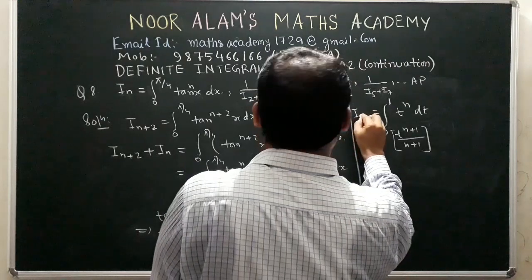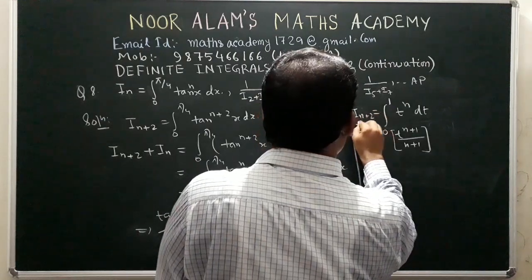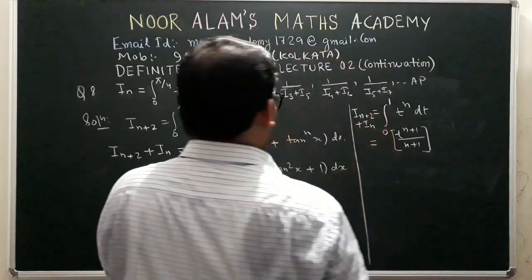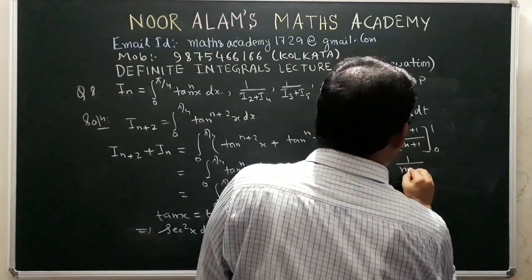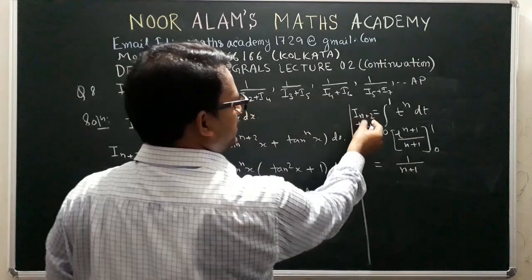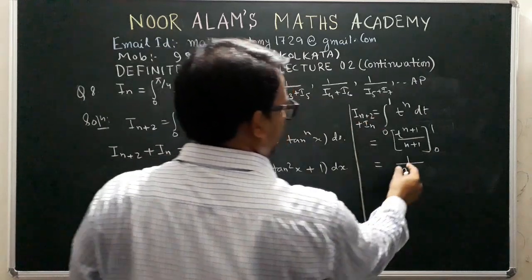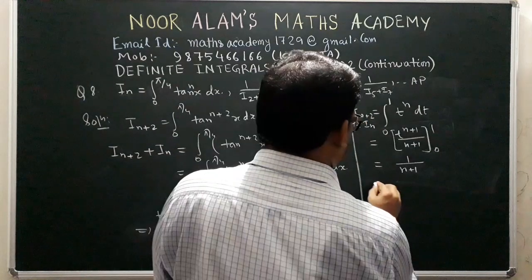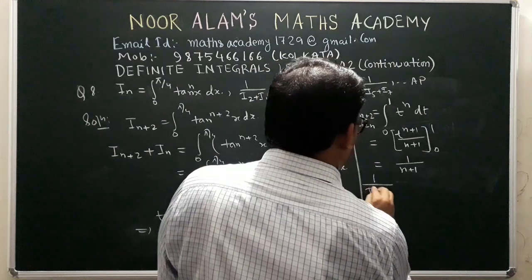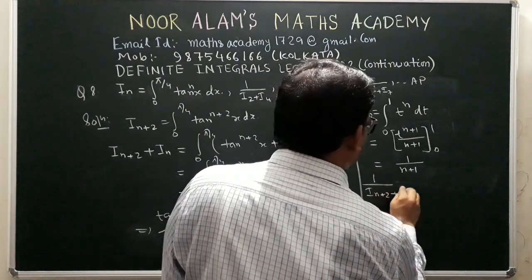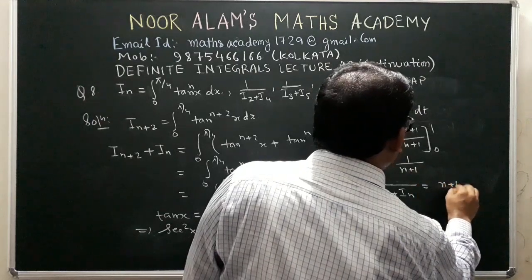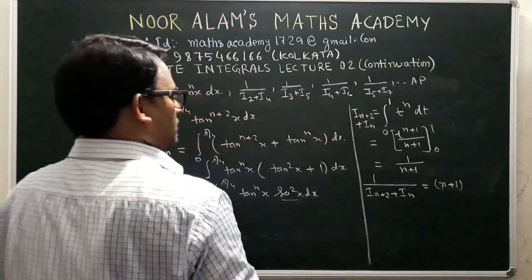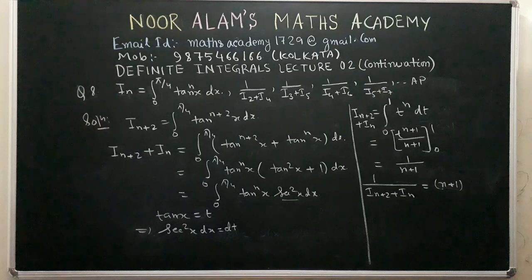that is the value of I_(n+2) plus I_n. Okay, so now putting the value 0 to 1, what we have? 1 by n plus 1. So I_(n+2) plus I_n has the value 1 by n plus 1. Now take its reciprocal, 1 by (I_(n+2) plus I_n), which is equal to the reciprocal of this quantity, that is n plus 1. Okay, I think up to this you don't have any problem.